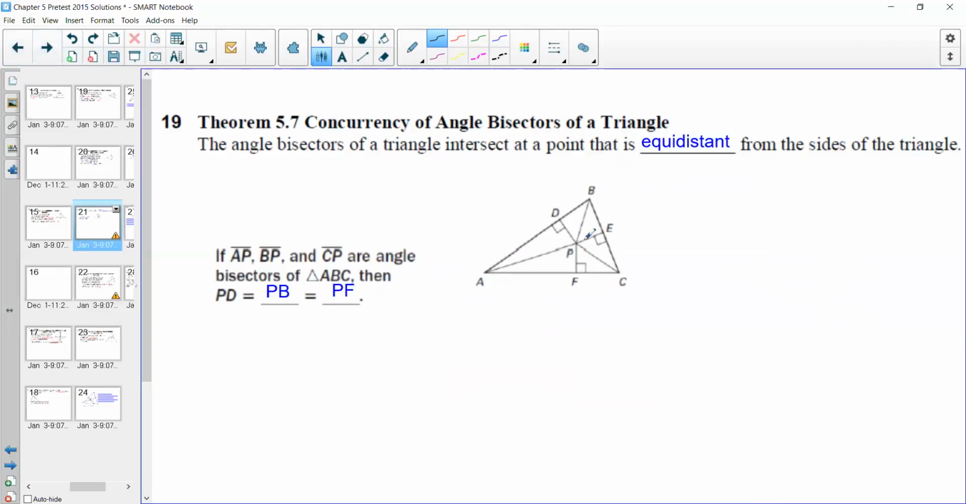All right, so for angle bisectors, they intersect at the point of concurrency called the incenter, and it's equidistant from the sides of the triangle.